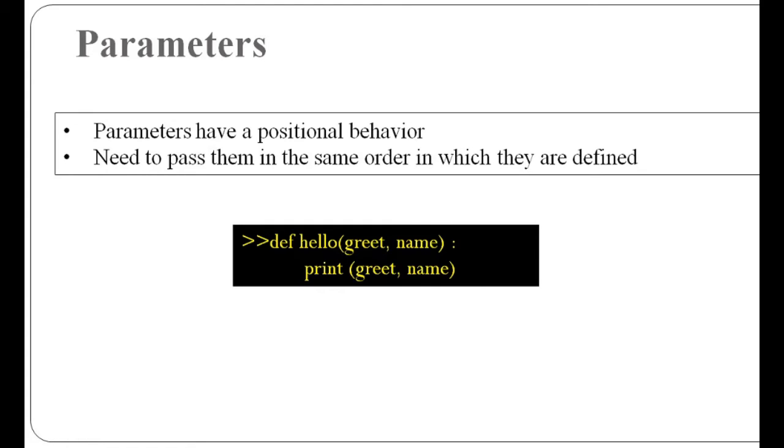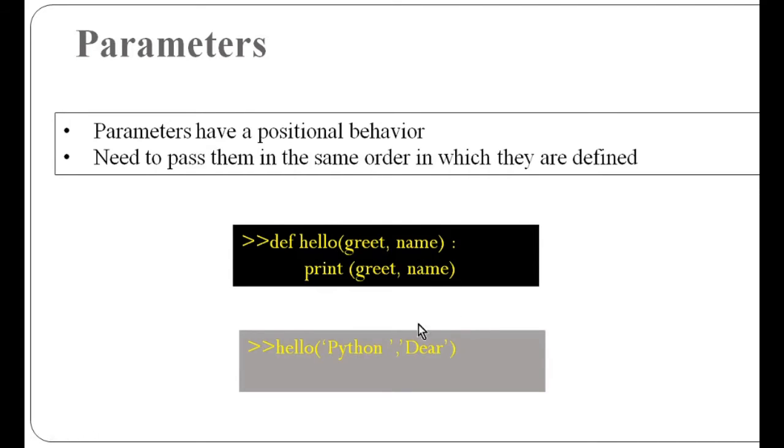Now we'll just see the parameters. The functions have a fixed number of arguments. In Python, the parameters have positional behavior, and you need to pass them in the same order in which they are defined. Here you can see an example. Hello, two parameters are there, and I'm just printing the parameters. This is how I call that function. So Python will be assigned to greet, dear will be assigned to name. So the output will be Python dear.